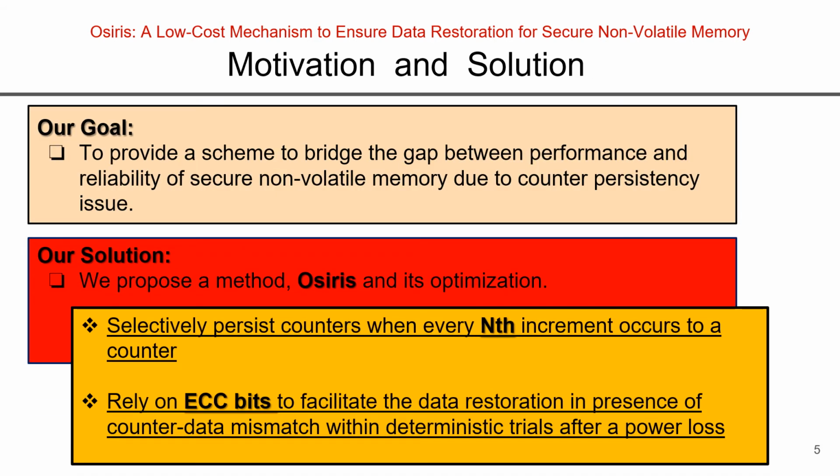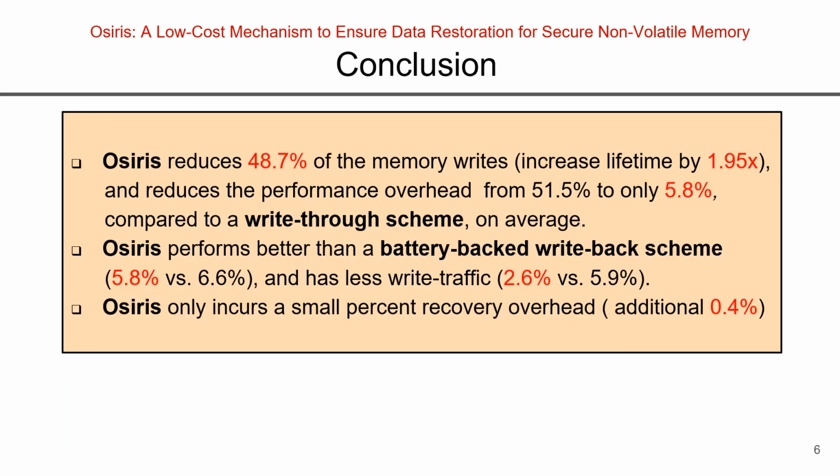So we want to provide a scheme to bridge the gap between performance and reliability of secure non-volatile memory due to the counter persistence issue. We propose a method called OSIRIS. It selectively persists counters when every n increments occurs to a counter. It relies on ECC bits to facilitate the data restoration in presence of counter data mismatch.